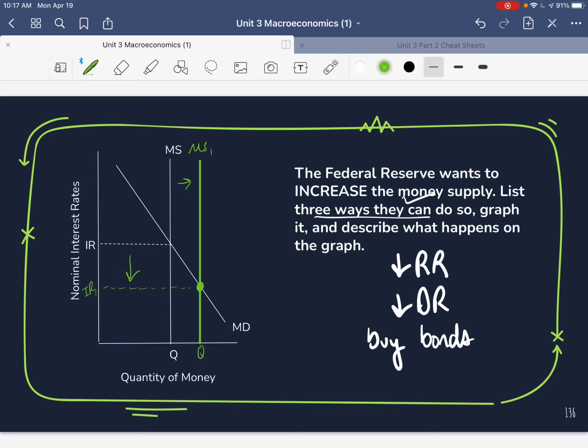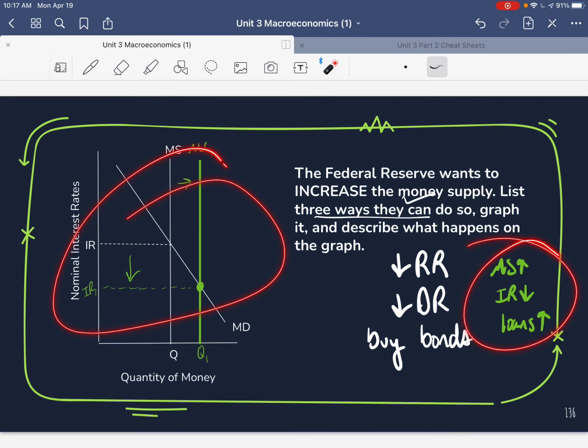Okay? So now we see from this equation, money supply has increased, interest rates have decreased, and if interest rates decrease, that means more people will be taking out loans. So we answered this whole problem. The Federal Reserve wants to increase the money supply. We listed the 3 ways, we graphed it, and then we described what happened on the graph.